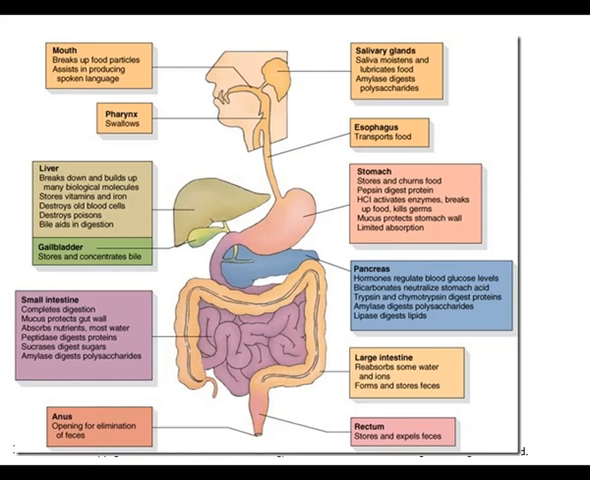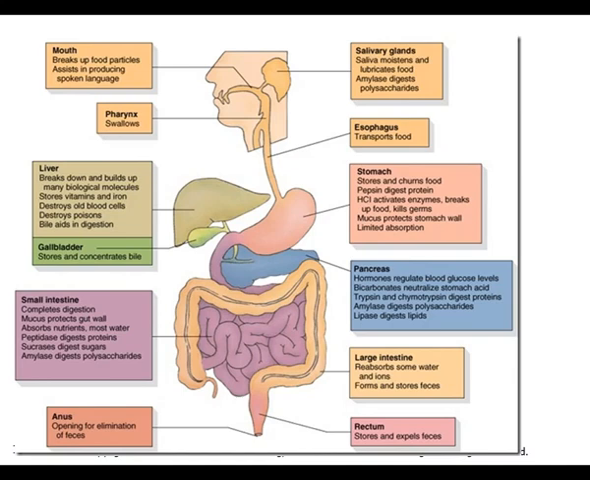Okay, so this is a nice summary of the digestive tract and all of the various parts that you are responsible for and their functions. So let's start with the mouth. The mouth breaks up food particles, and there's another function of it, and that is it helps with language. Of course, the tongue and the lips and the voice box, or the larynx, are all involved in the production of speech, but we're basically talking about digestion here, so we're not concerned about that for this particular lecture. So it breaks up food particles.